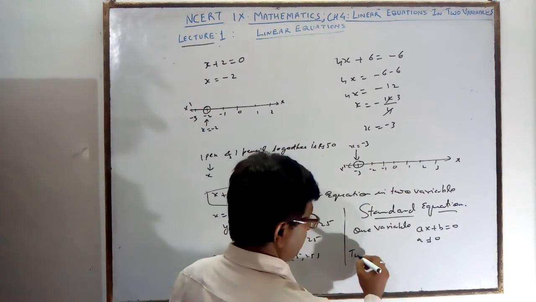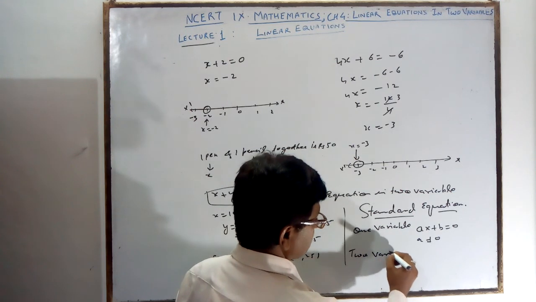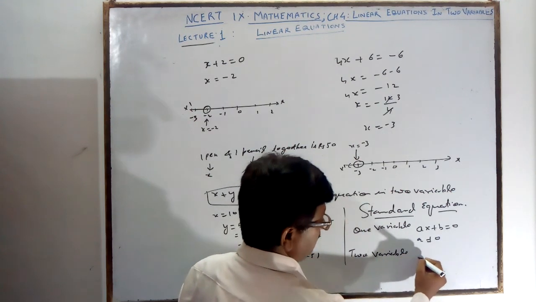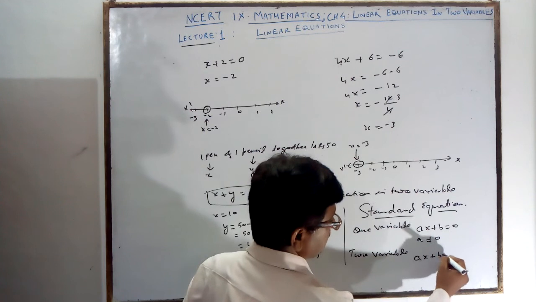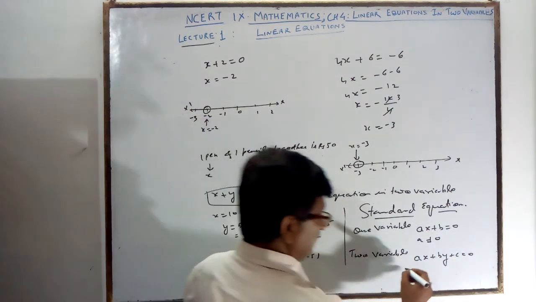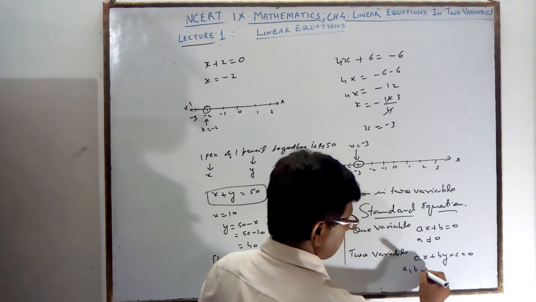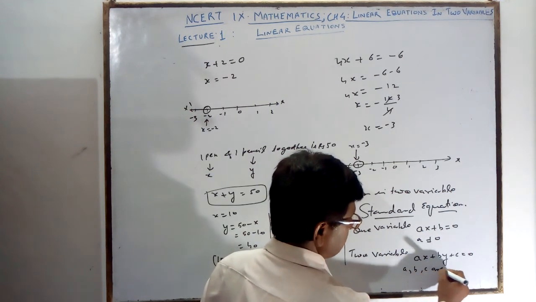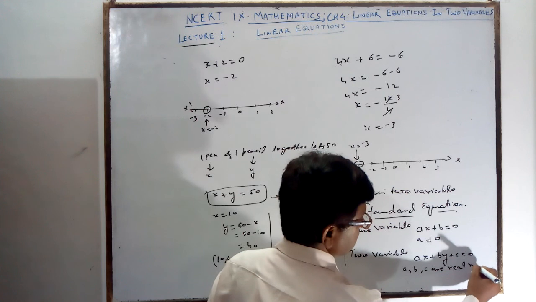For two variables, what will you get? For two variables, ax plus by plus c is equal to 0, where a, b, c are real numbers.